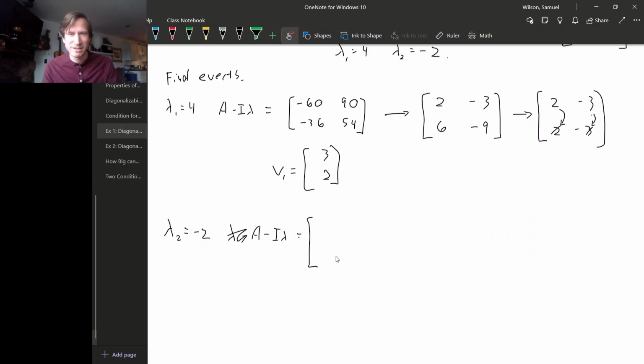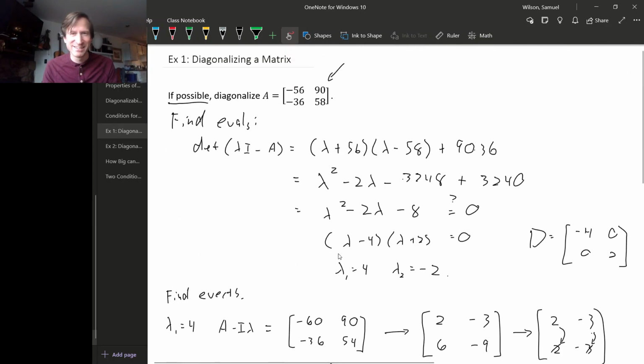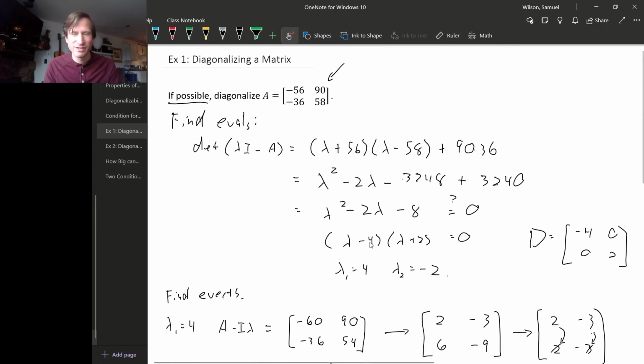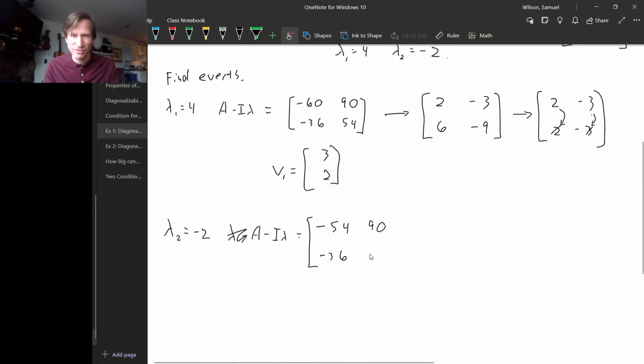So this is going to be, let's see, what was A? So negative 56 plus 2 is negative 54, and then 90, negative 36, and then 58 minus 2 is 56.